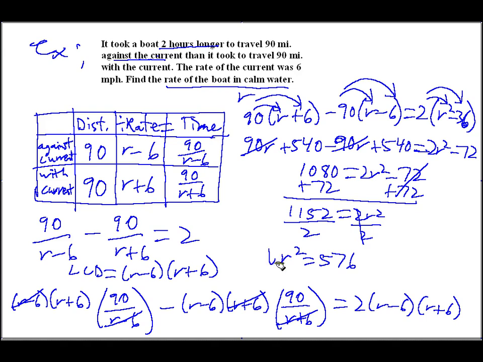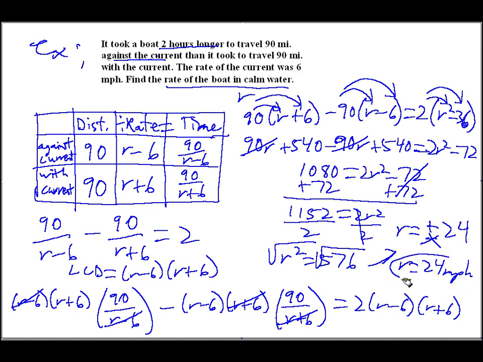All right. Now what? Take the square root of both sides here. I get R is equal to plus or minus what? Square root of 576 is what? 24 in the calculator? 24. All right. So that is a perfect square. Now, again, R is the rate of the boat in calm water. Of course, the speed cannot be negative, so we can eliminate that. Therefore, the final answer is R equal to 24 miles per hour. This is the speed of the boat in calm water, meaning when there's no current, the boat can go 24 miles per hour.